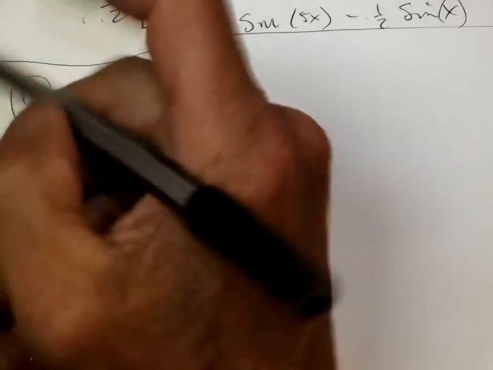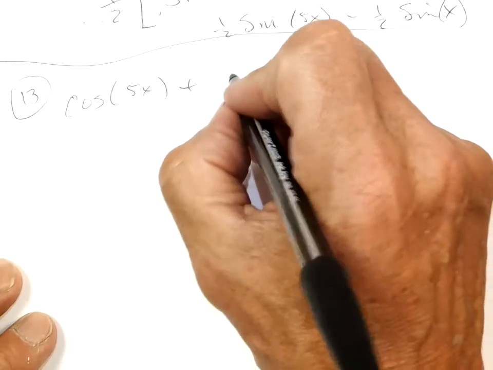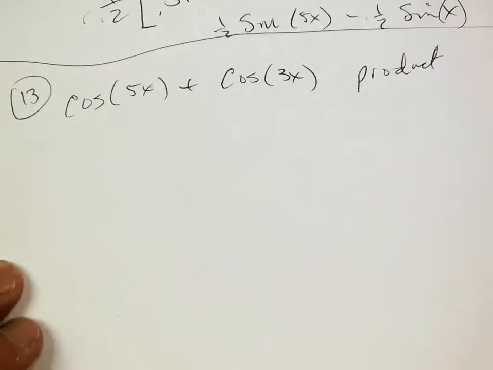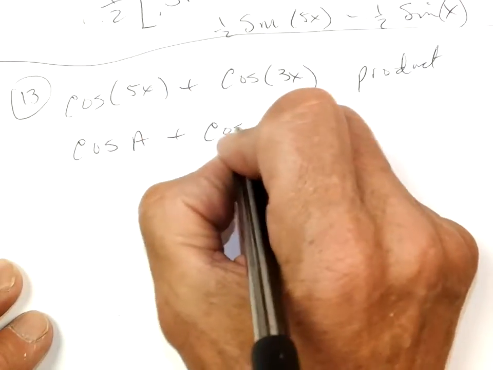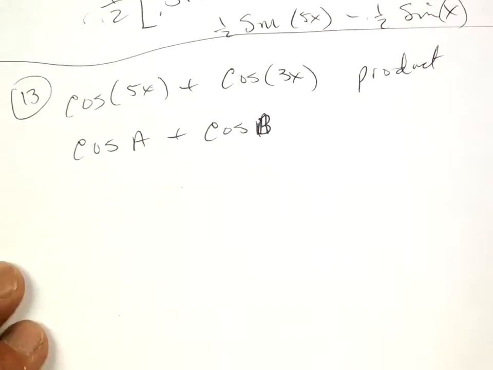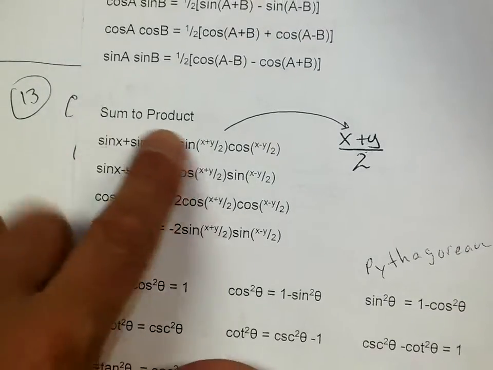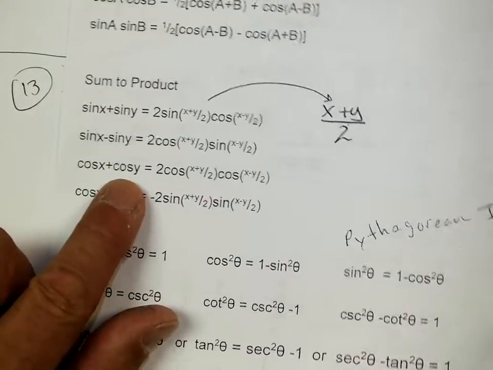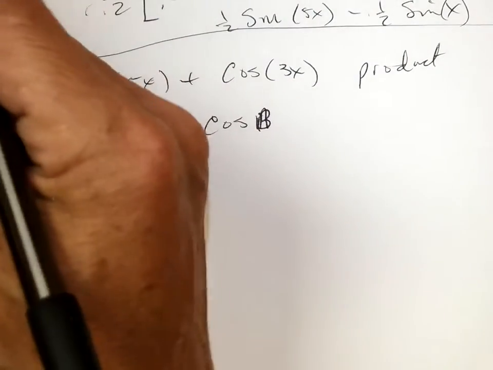13. Write cosine of 5x plus cosine of 3x as a product. Okay, sure looks like cosine of a plus cosine of b to me. So I look at my formulas, and I'm going sum to product. It's cosine, cosine, so I'm doing that one. But they like x's and y's. It drives me crazy. So I'm going to do it in terms of thetas, okay?